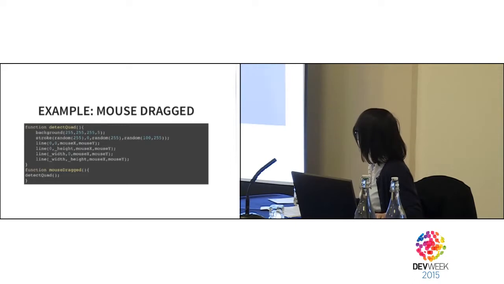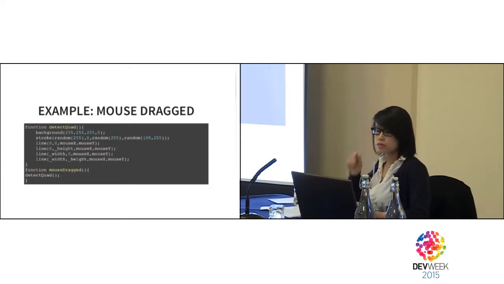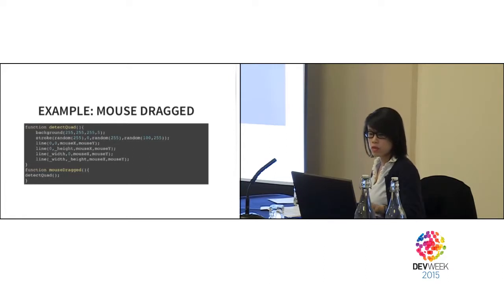Then we have lines. mouseX and mouseY are provided by the mouse drag. That's just a global variable that P5.js exposes to your code, and it refers to the XY position of your mouse cursor. So each time the mouse is dragged, detectQuad runs.